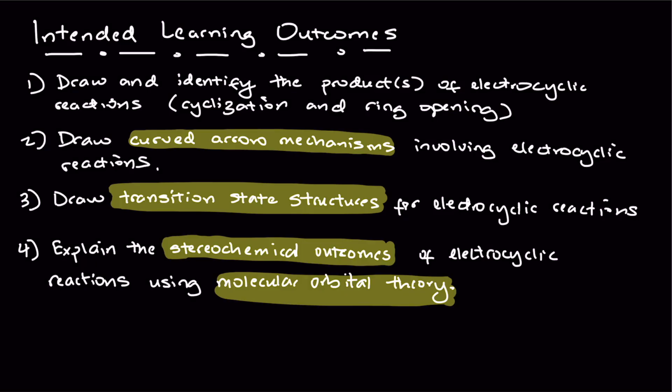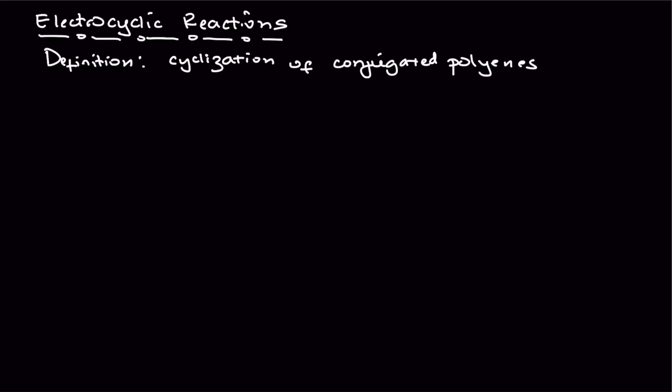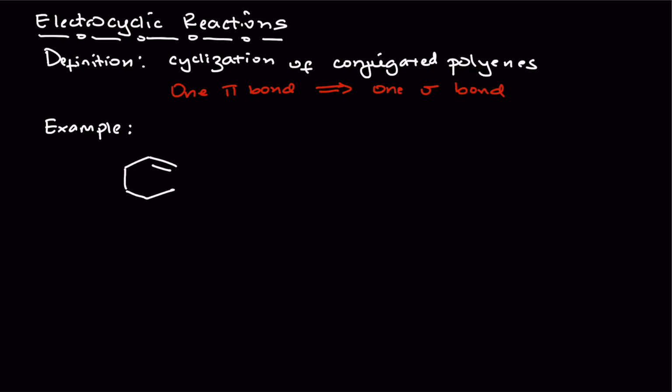of electrocyclic reactions. So electrocyclic reactions can be defined as the cyclization of conjugated polyenes. Formally, we think about this as the conversion of one pi bond in the reactant side to a sigma bond in the product side. As an example, I'm going to show you, so here is a hexatriene with 3 pi bonds. And in this particular cyclization reaction, we see that the product side, we have lost one of the pi bonds, and we have formed a sigma bond, where I've highlighted in red.